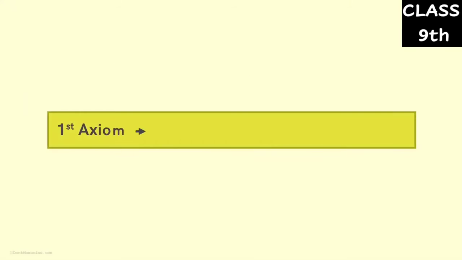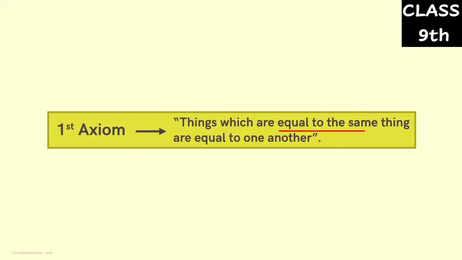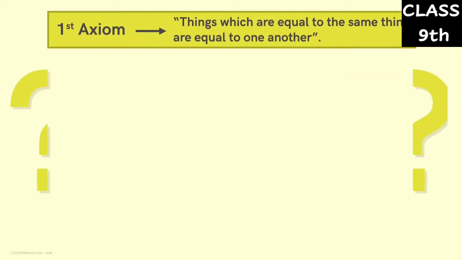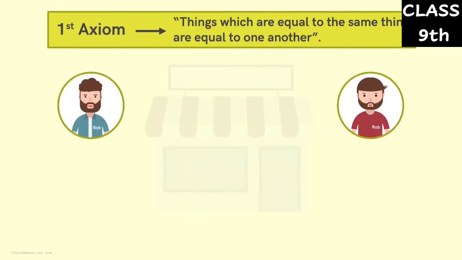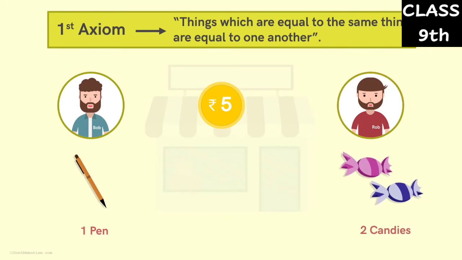The first axiom is, things which are equal to the same thing are equal to one another. What does this mean? Let's understand with an example. Suppose Bob and Rob go to a store and both of them have 5 rupees. Bob buys a pen for 5 rupees and for the same price, Rob buys 2 candies.